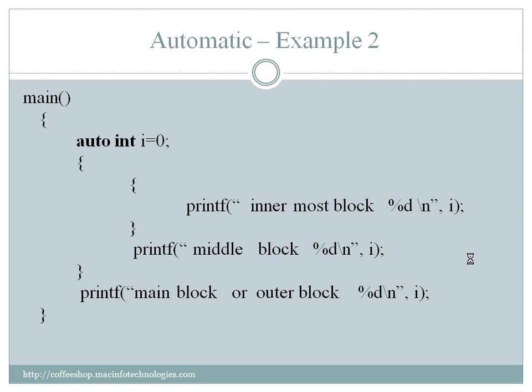In example 2, I've declared a variable i of type int and also as auto. Now you can see auto int i equal to 0 is a statement in the outermost block, that is the main function block. So it can be accessed within any blocks inside the main block. You can access it within the main and within the inner blocks of the main, including the innermost block of the main.